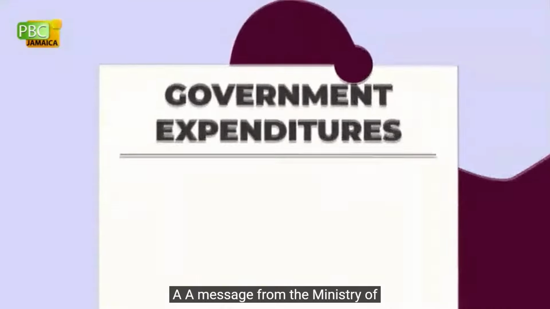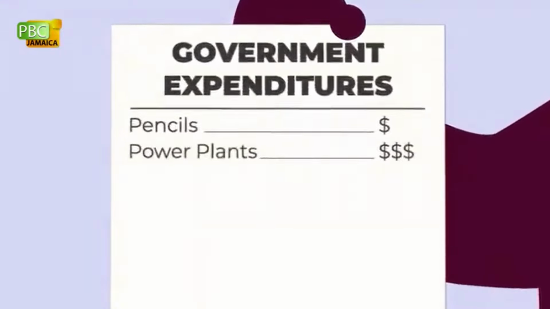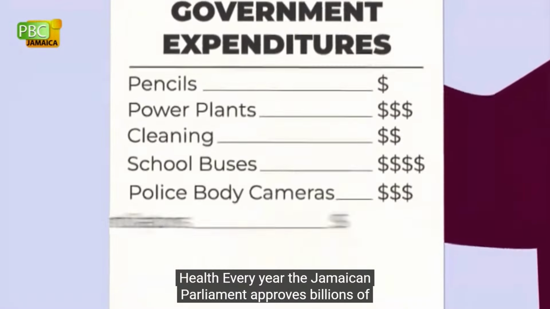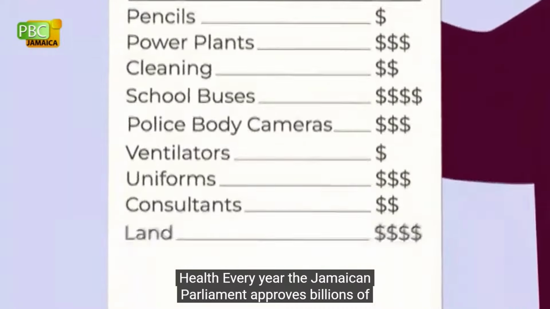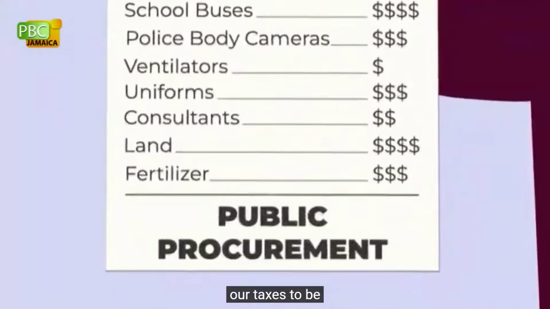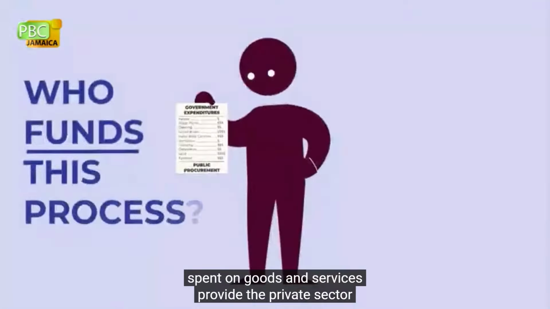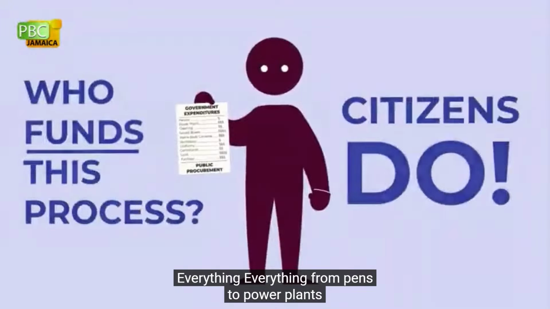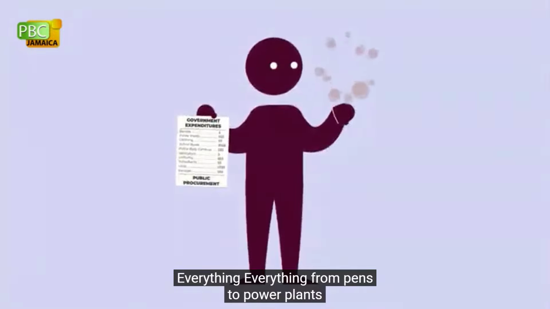Every year, the Jamaican Parliament approves billions of our taxes to be spent on goods and services provided by the private sector. Everything from pens to power plants, cleaning services to construction are obtained through a process called public procurement. But who funds this process? Citizens do. And we want our taxes to be spent wisely.